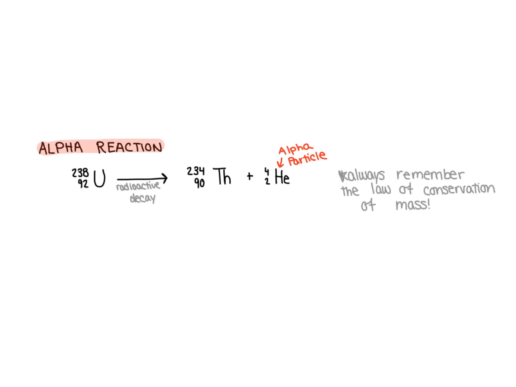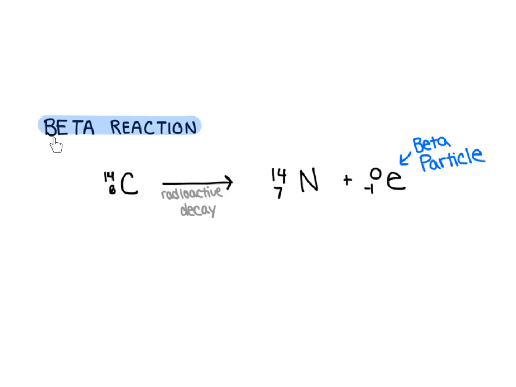Next we have our beta reaction, and this one's a little different because we have 14 over 6 C in radioactive decay, then we get 14 over 7 N because our beta particle has a 0 on the top, so the mass number stays the same, and then 7 plus -1 equals 6. This one can be a little tricky, but you just have to remember the law of conservation of mass.